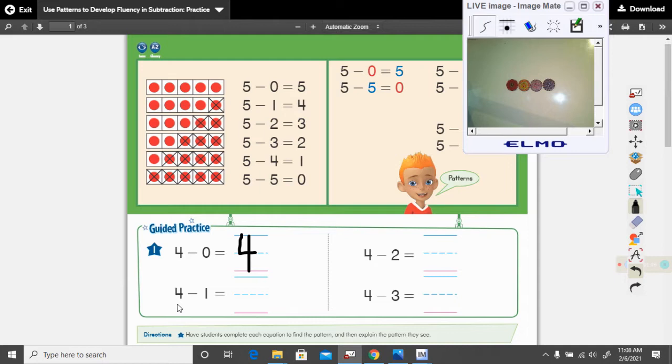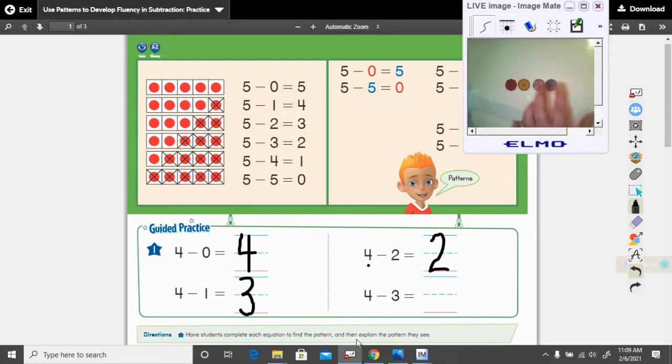Now I'm beginning this problem with 4 counters. Minus 1. How many am I taking away? I'm taking away 1. How many do I have left? 1, 2, 3. So 4 minus 1 is 3. Okay, here it says I need 4 counters to begin with. So I'm putting my 4 there to begin with. Minus, how many am I taking away now? I'm taking away 2. 1, 2. How many do I have left? 1, 2. 4 minus 2 is 2.